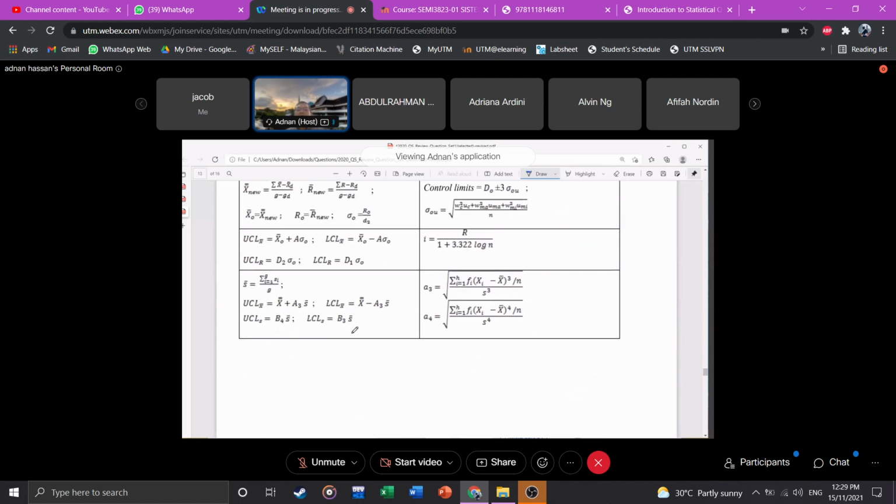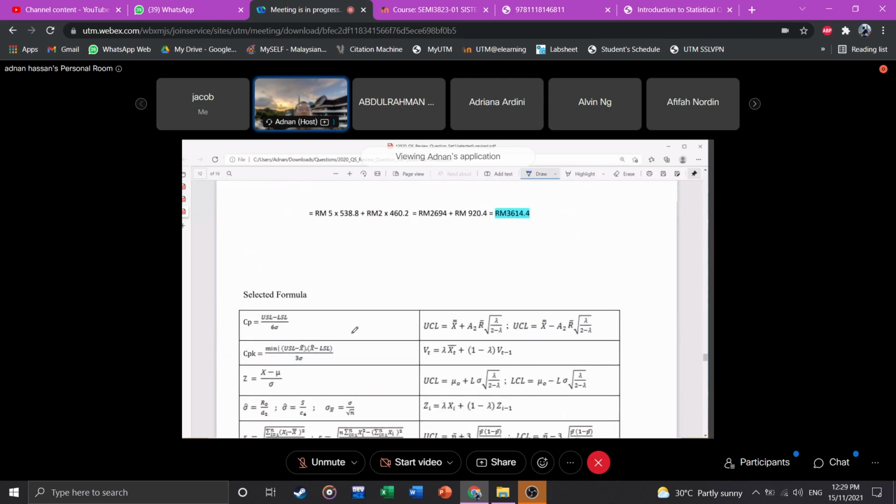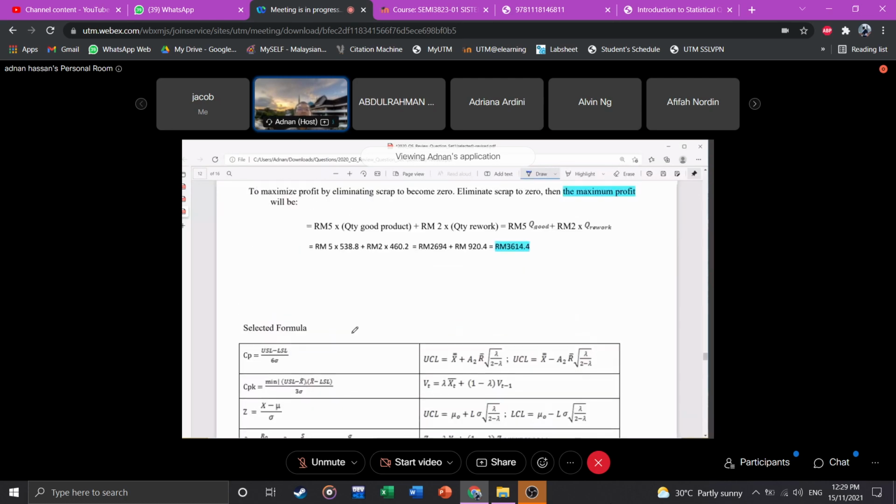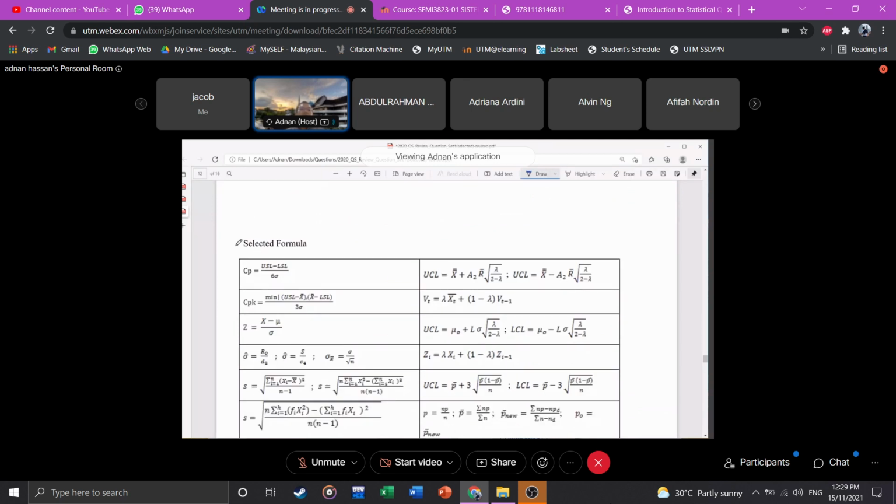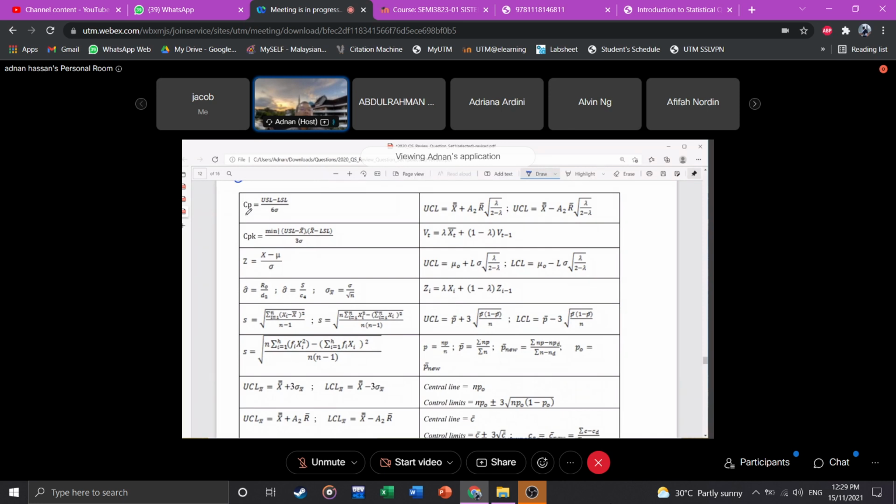And in a test, normally we'll give you a formula sheet like this. Selected formulas, we provide this. Some of the formulas you may not have studied yet, but this one you have studied. I have explained this, CP. CPK, not yet. This one you have seen.